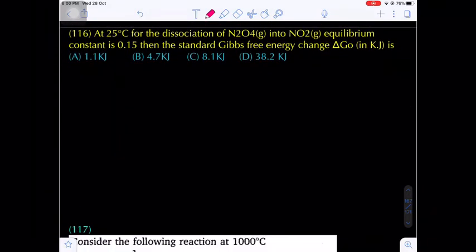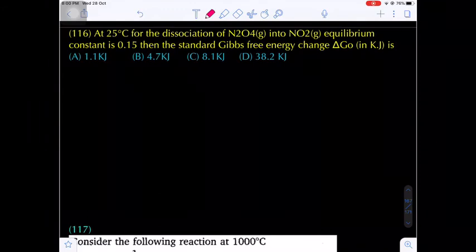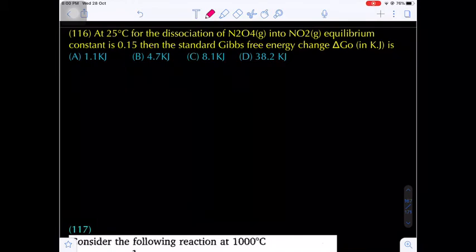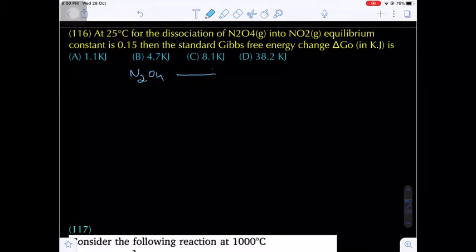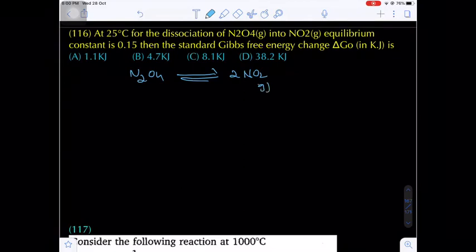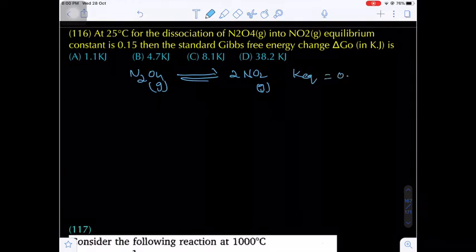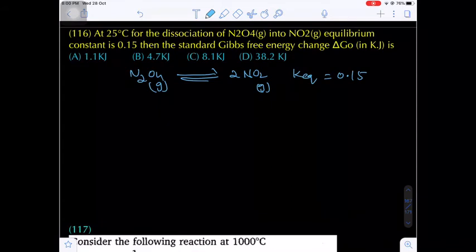Now question number 116. At 25 degrees Celsius, dinitrogen tetroxide, N2O4, dissociates to give NO2. It is a balanced equilibrium reaction. The equilibrium constant given is 0.15. Then calculate the standard Gibbs energy change, delta G naught, in kilojoule.